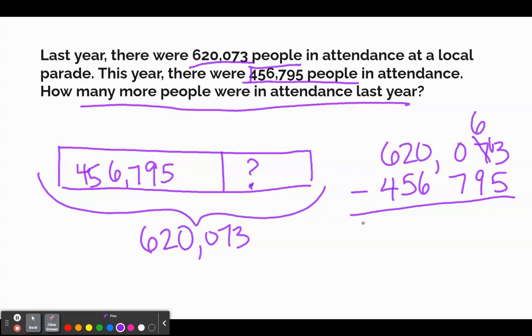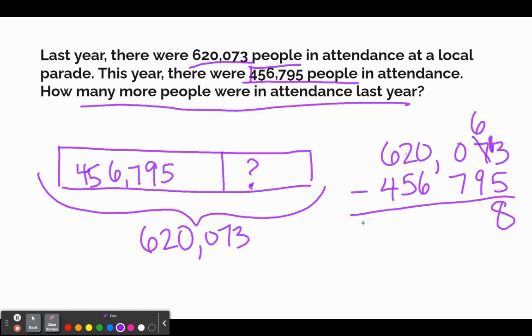Take 1 ten. That's going to give us 13 ones. 13 minus 5 is 8. Then 6 minus 9. Can't do that. So we're going to go to our hundreds. But I don't have any hundreds to take. So now I'm going to go to my thousands. I don't have any thousands to take. So I have to go to my 10,000s.